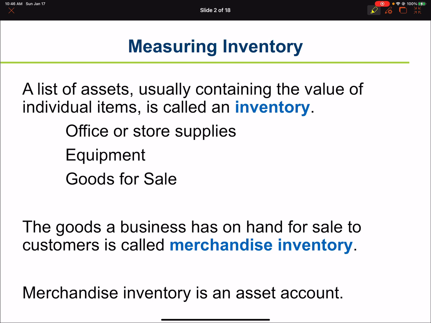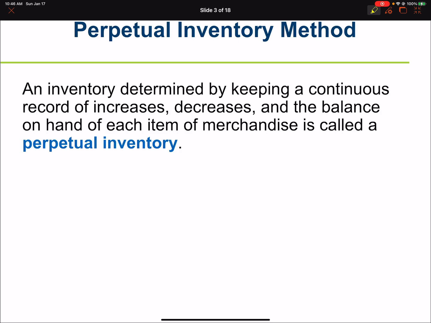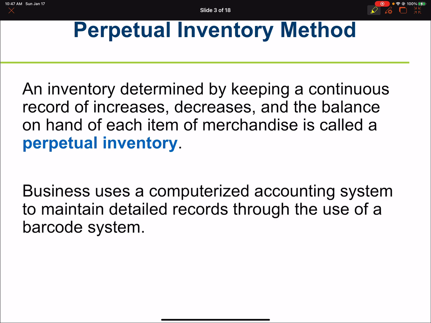Two principal methods are used to determine the value of your inventory. The perpetual inventory method is determined by keeping a continuous record of increases, decreases, and the balances on hand of each item of merchandise. When a perpetual inventory system is used, purchases of merchandise are accounted for directly to the merchandise inventory account.